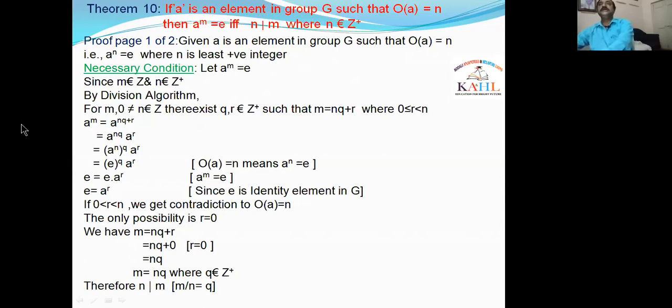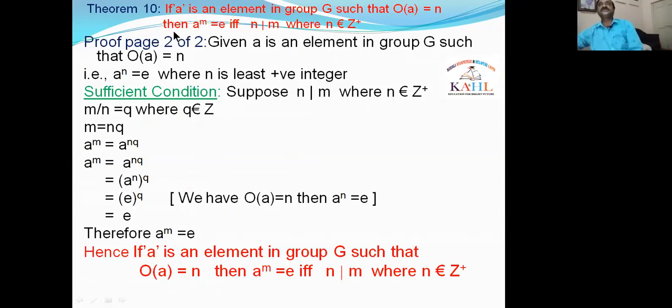If we go to the sufficient condition, what is the sufficient condition? We have to take n divides m and we have to prove that a power m is equal to e. The common data is written here. Okay, you can observe it. Given a is an element in group G such that order of a is equal to n. Order of a is equal to n definition is a power n is equal to e and that n is the least positive integer. We can use this data for the sufficient condition also. To prove this sufficient condition, first I am taking that suppose n divides m.